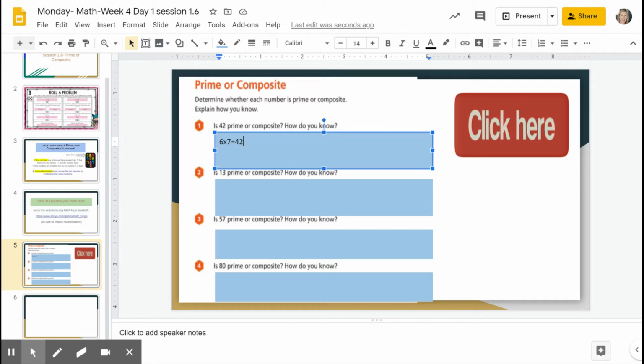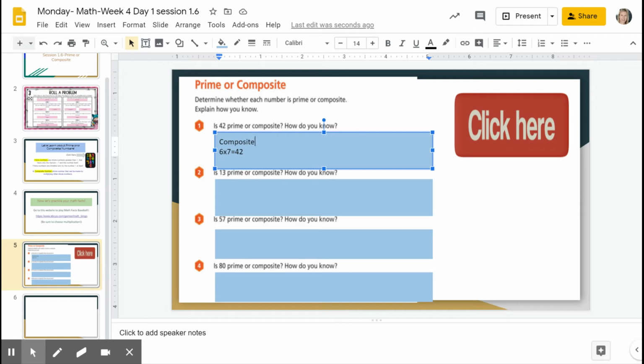This number is composite. And you know what my evidence is? And how I know is this number sentence right there. 6 times 7 equals 42 is my evidence. That's how I know. So I'm going to write here that it's composite. So I answered the question. Oops, but I spelled it wrong. And I know that because 6 times 7 is 42.